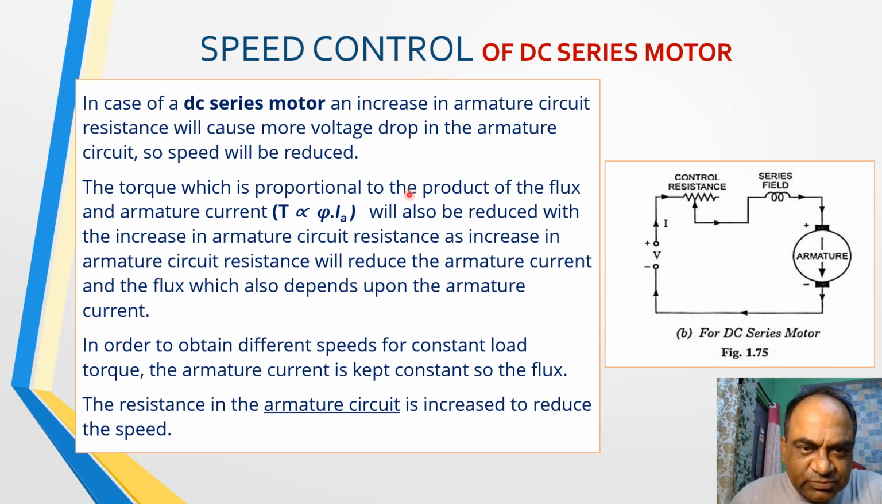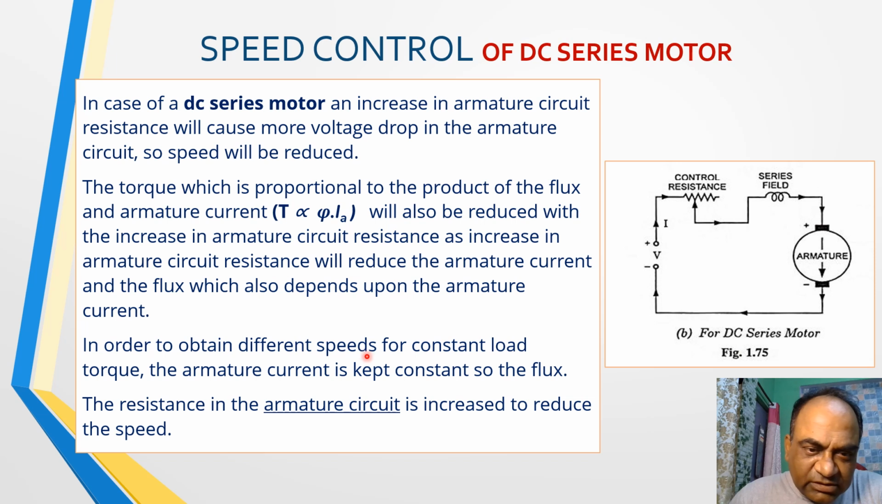The torque is proportional to the product of the armature current and field current, so T is directly proportional to phi Ia. In this case, phi is also proportional to Ia, so T ultimately becomes directly proportional to Ia square. Torque will also be reduced with an increase in the armature circuit resistance, as the increase in resistance will reduce the armature current itself, and that leads to lower armature torque, and the flux also depends on the armature current.